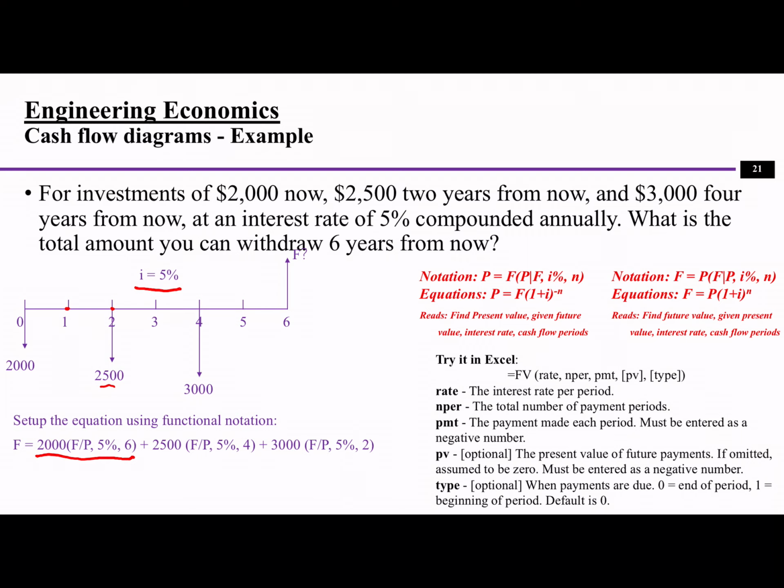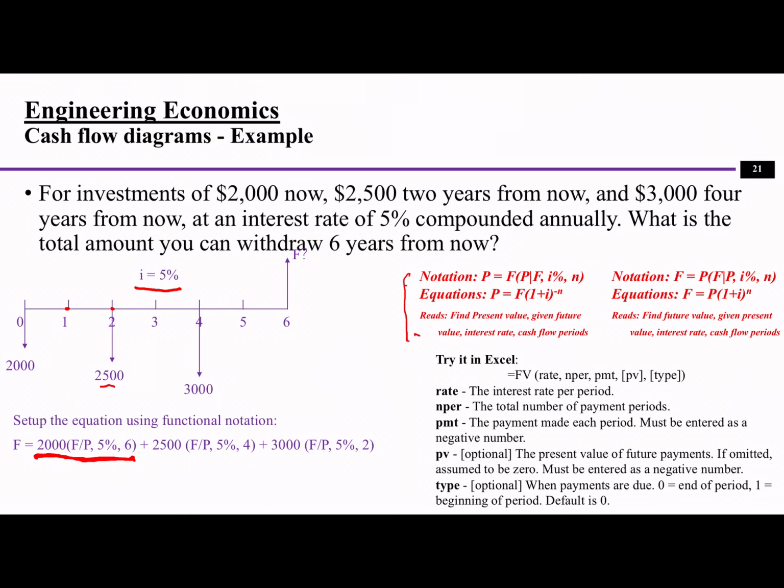All right, in order for us to move this $2,000 to 6 years, we use this equation. This is a notation that is really important in engineering economics, because in a lot of projects, people prefer to use notation instead of using actual equations. So let's look at it here. There are two notations, and I'll start with the first one.